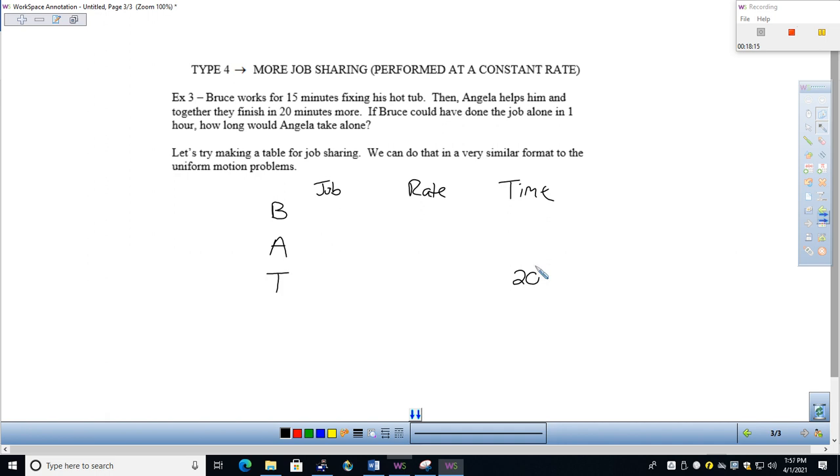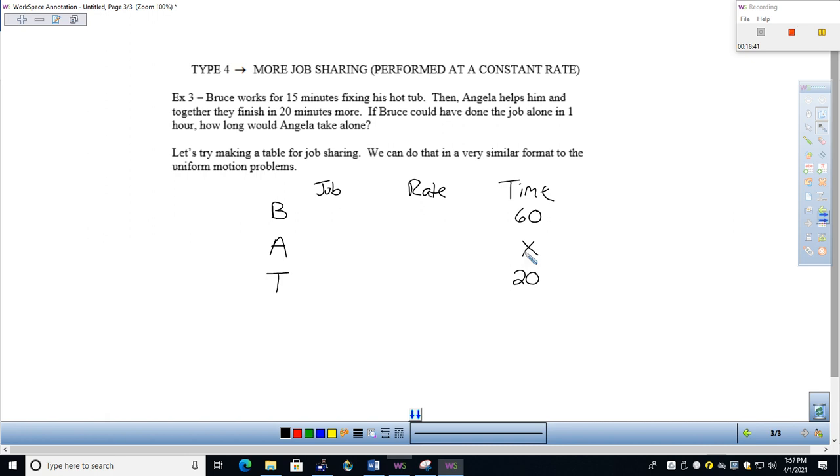And then it says if Bruce could have done the job alone in 1 hour. All right, that's actually a very important piece because we want to know the time for him. And in this case, Bruce by himself, the whole job would be 60 minutes. How long would Angela take to do the whole job? So that's our X. So I'm hoping you see that piece right there. Bruce would take 60, Angela would take X minutes. Together they took 20 minutes.